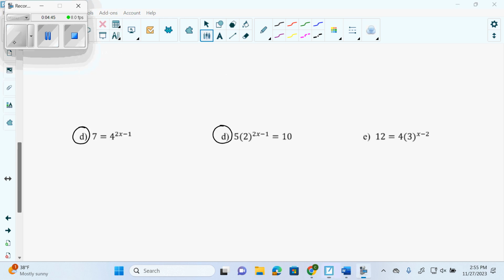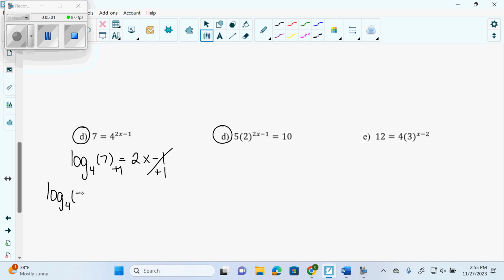All right, so we get 3 pieces of information. So we get log base 4 of 7 equals 2x minus 1. Then I'm going to add my 1 over, and I get log base 4 of 7, close the bracket, plus 1, and then I divide by 2.